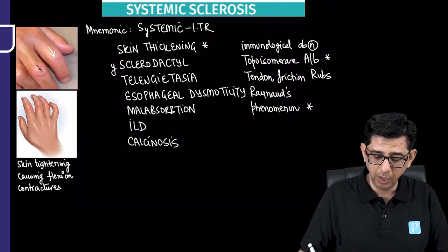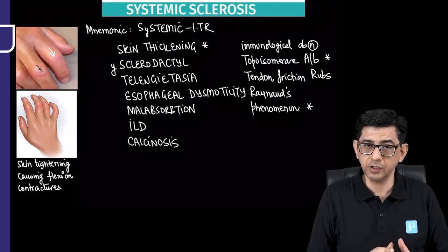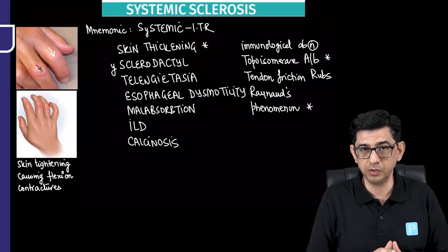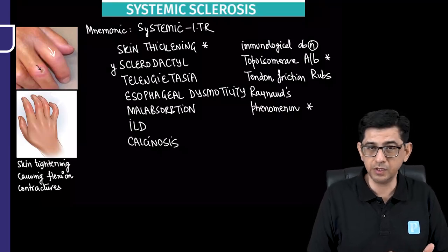Though all of these features have to be remembered by you, skin thickening, Raynaud's phenomenon, topoisomerase antibody, even tendon friction rubs are very characteristic manifestations seen in this case, which, if written in a question, would just scream out loud that the diagnosis would be systemic sclerosis.